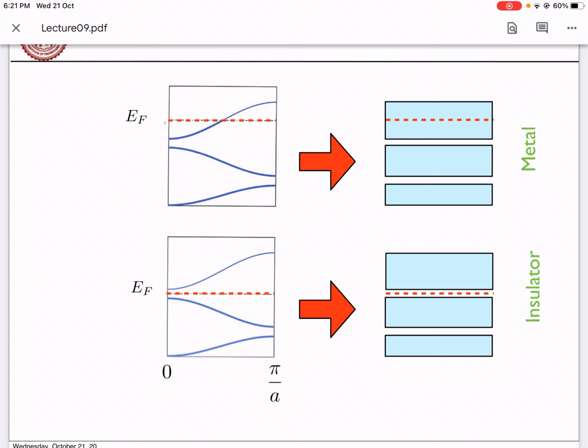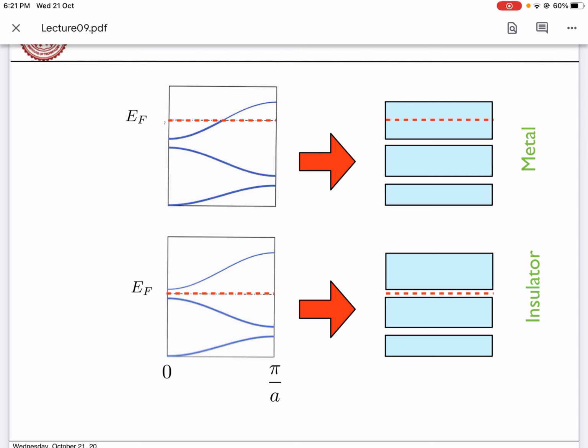Whereas if you consider the lower left one, you see that the two bands which are filled are completely filled, and the third band is completely empty. Your Fermi level is lying just between the second and the third band, right? Schematically, on the right side also, the first and second bands are completely filled. The third band is completely empty because your Fermi level is somewhere in between this, right?